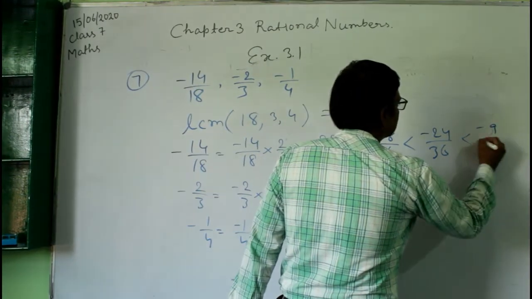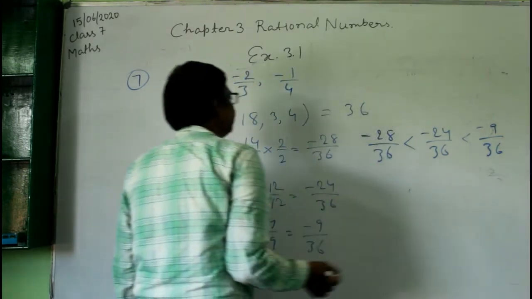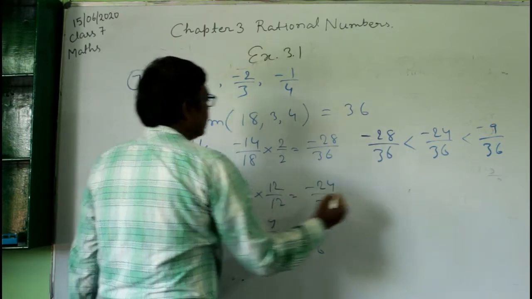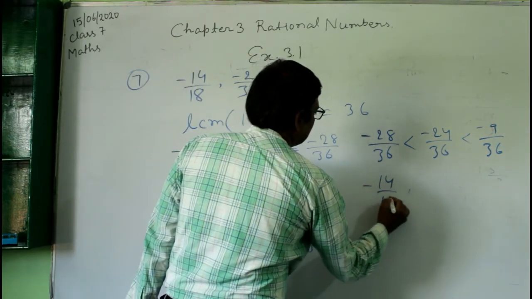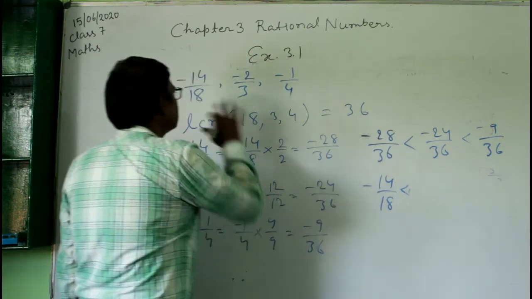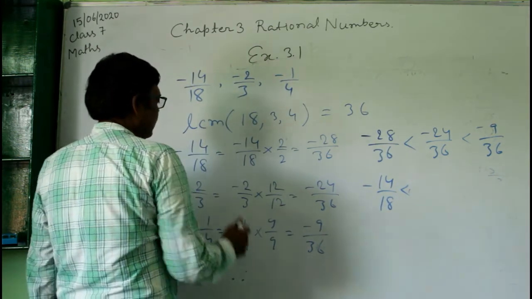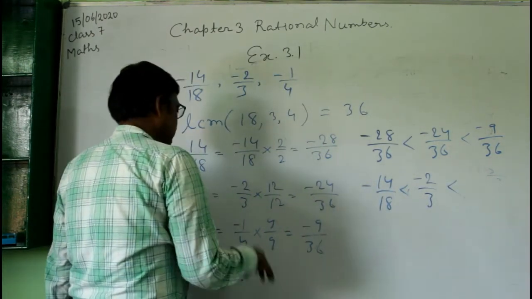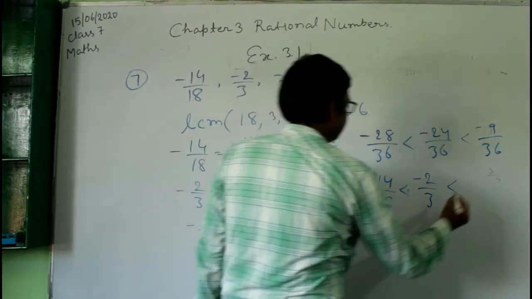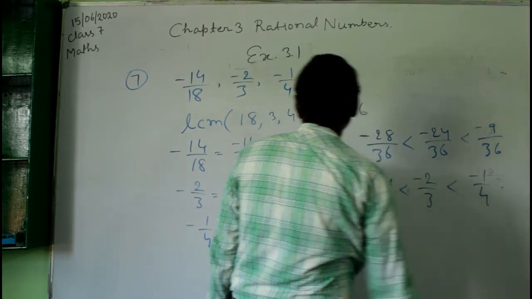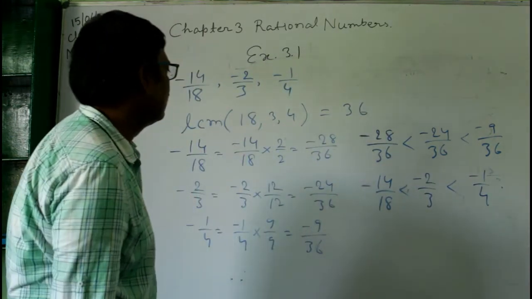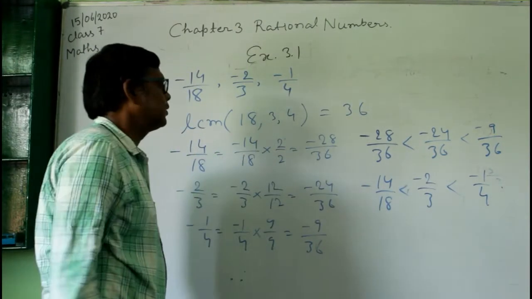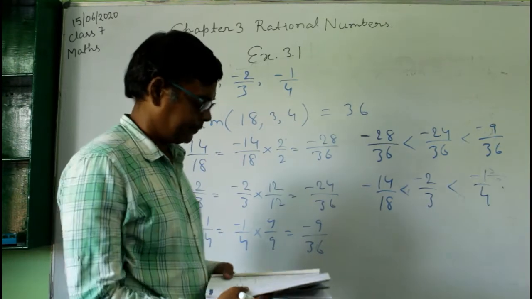So it will be minus 9 by 36. And therefore, the order of these numbers will be: minus 14 by 18 is the smallest number out of these three numbers. The next number is minus 2 by 3, and the largest number is minus 1 by 4. So this is the answer. The given numbers are arranged in the ascending order.